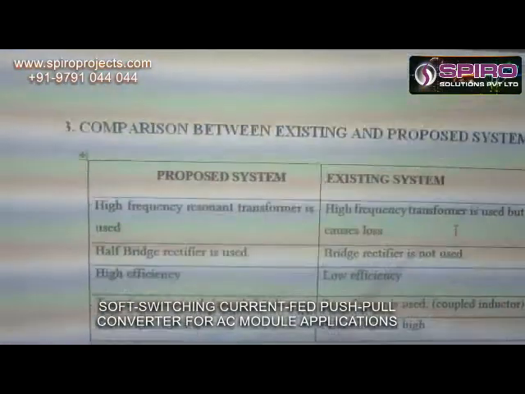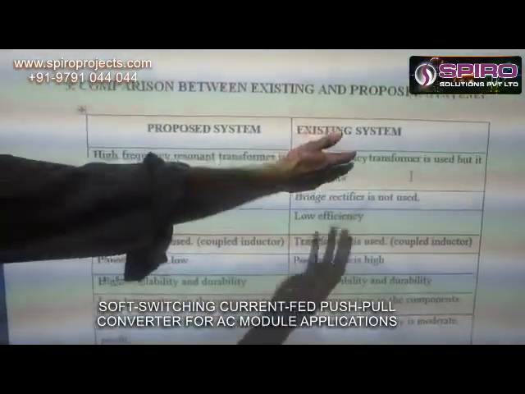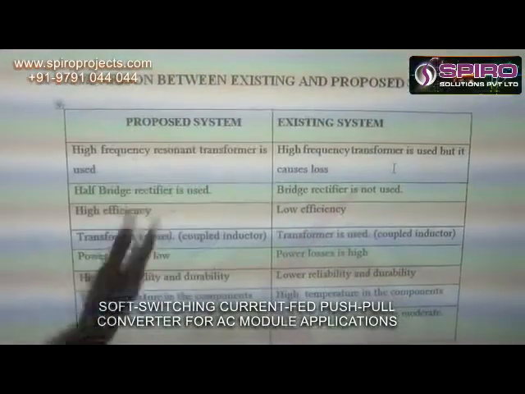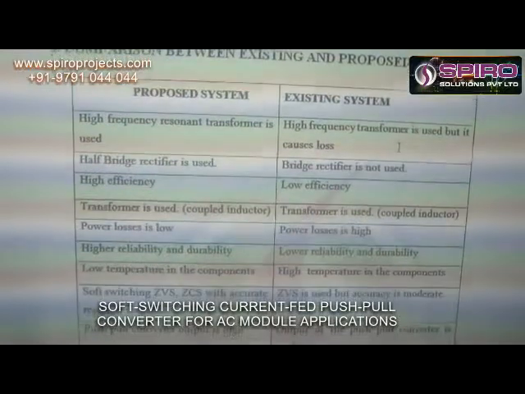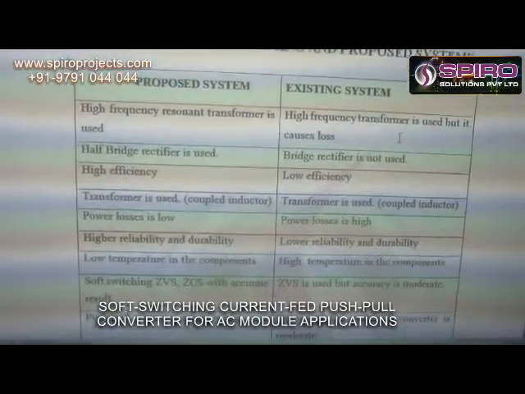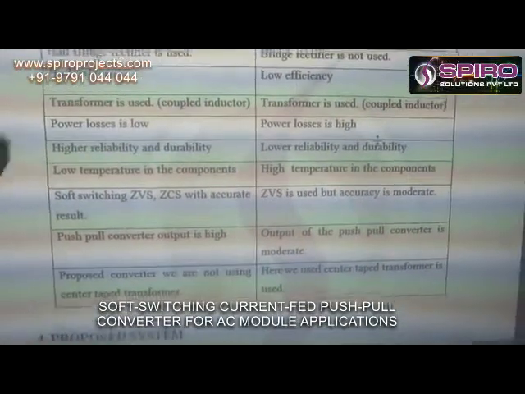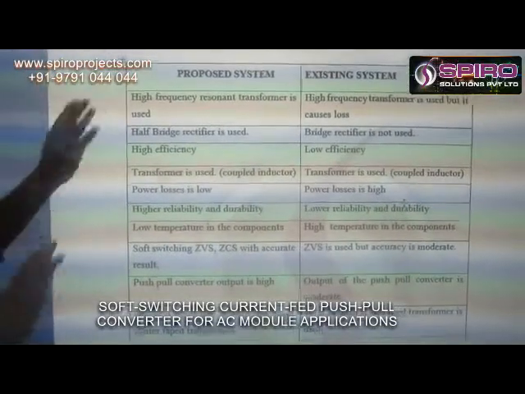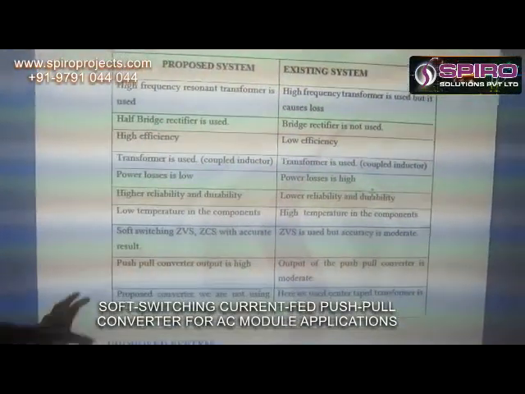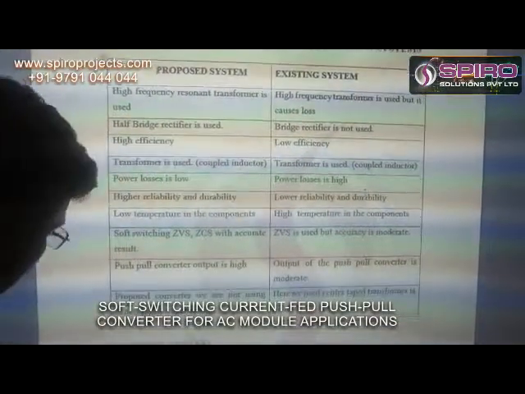The comparison of the existing system and the proposed system is shown there. In the existing system, a high frequency transformer is used, but it causes losses. Our proposed system also has a high frequency resonant transformer, but it has low power losses and high efficiency, and the push-pull converter output is very high. Compared with the existing system, our proposed system has many more advantages.